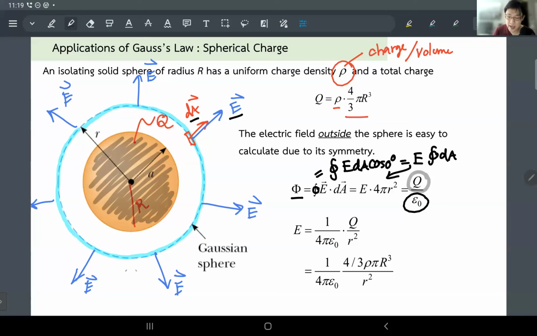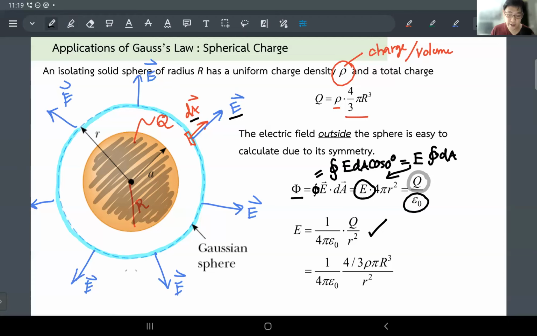And that's it, guys. I just move things around again. I only want the E. I can move 4 pi r squared to the right, rearrange a little bit. Bam, I get back the Coulomb law. So the conclusion from this one is, as long as you are far away, I mean, you are not inside the ball, you are outside the ball, the electric field still looks like Coulomb's law, kQ over R squared.